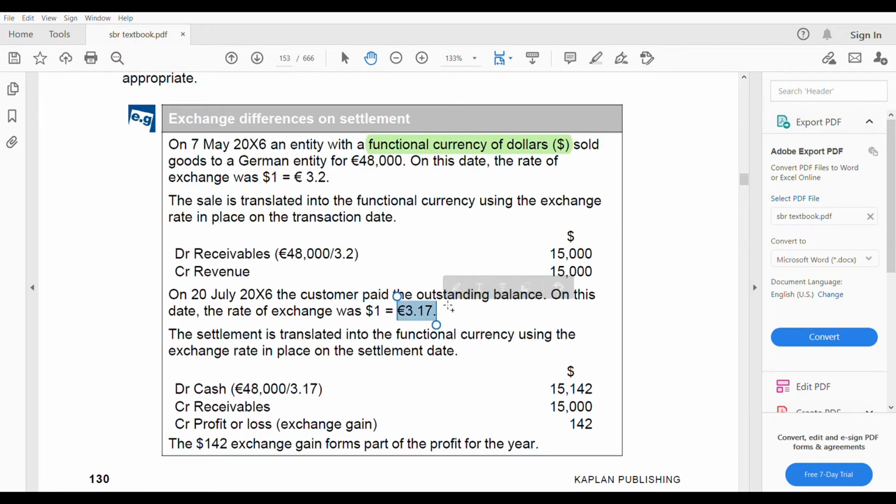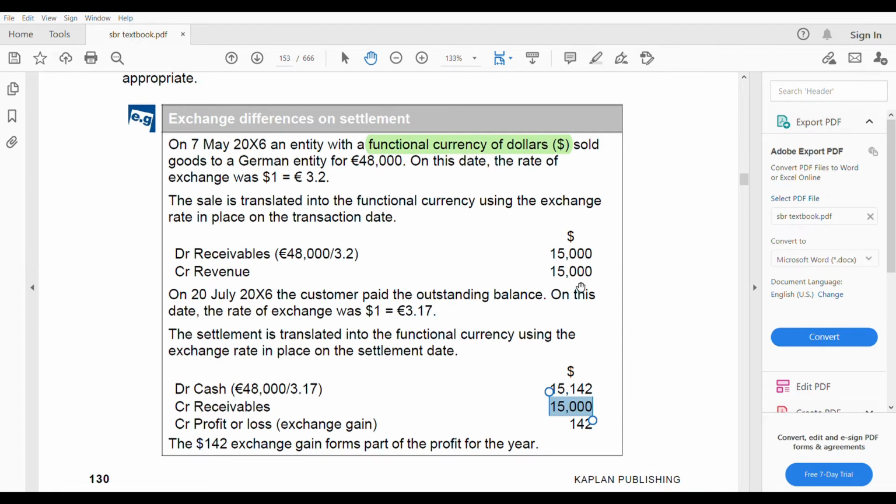Even though the goods were sold on that day, 7th May 2006, and later they are paying the outstanding balance on 20th June 2006, you have to use this exchange rate to convert. So this will be your cash, debit cash, because you are receiving cash. From your receivable it will be credited 15,000.